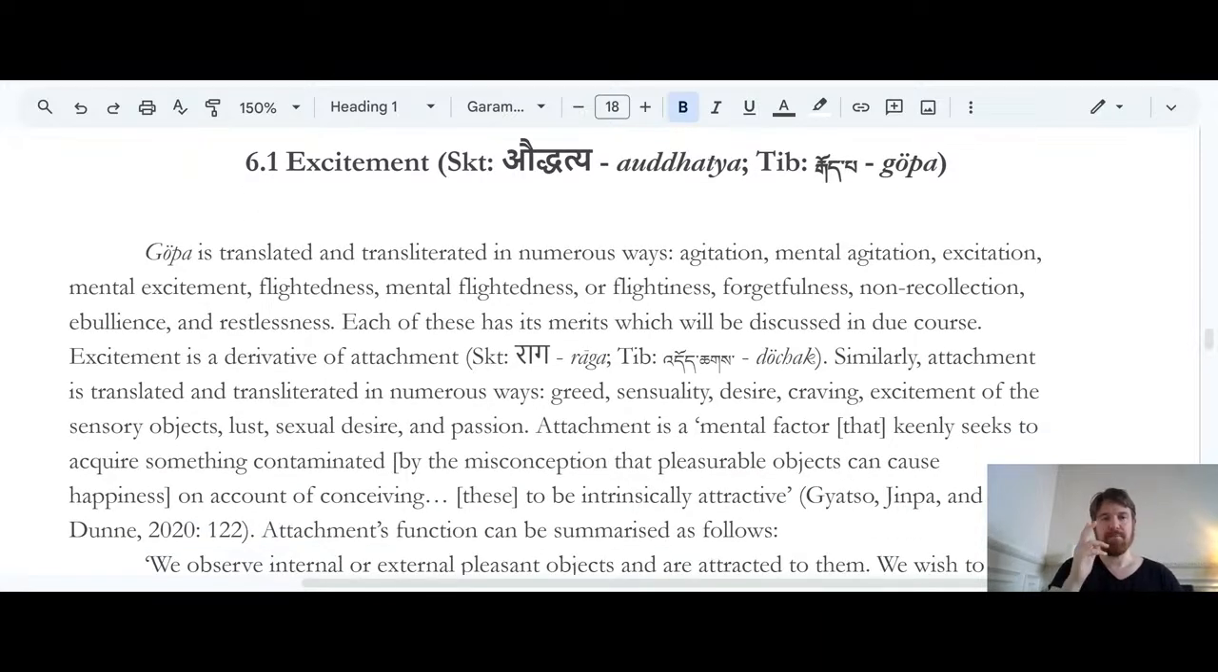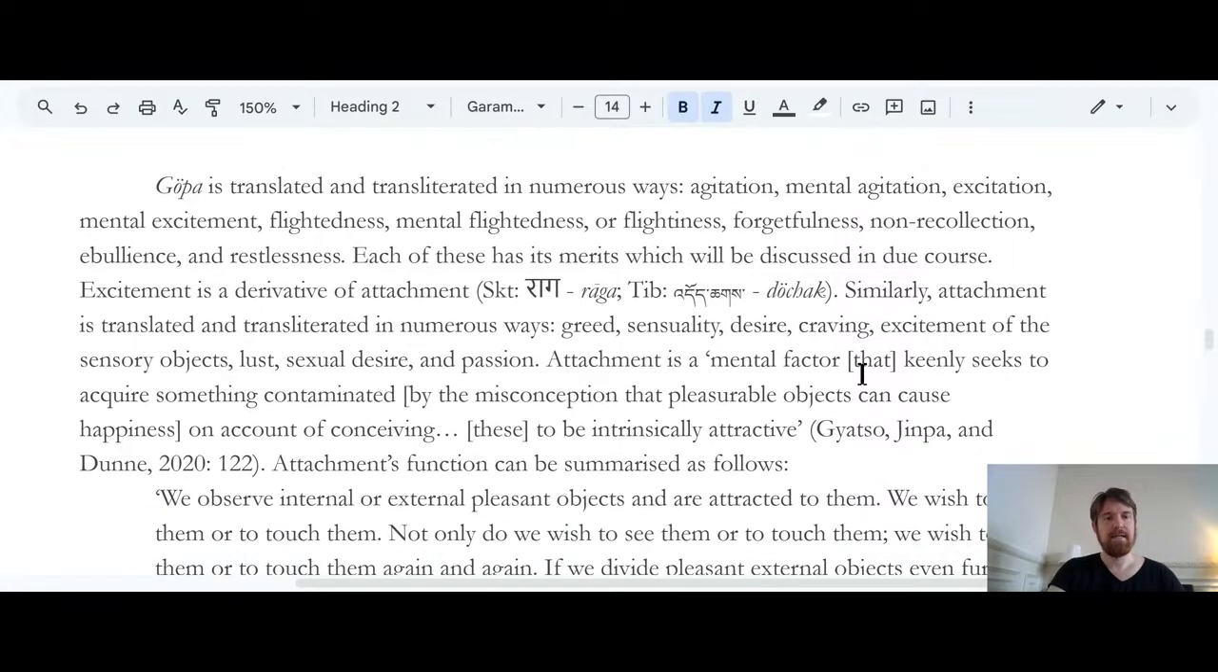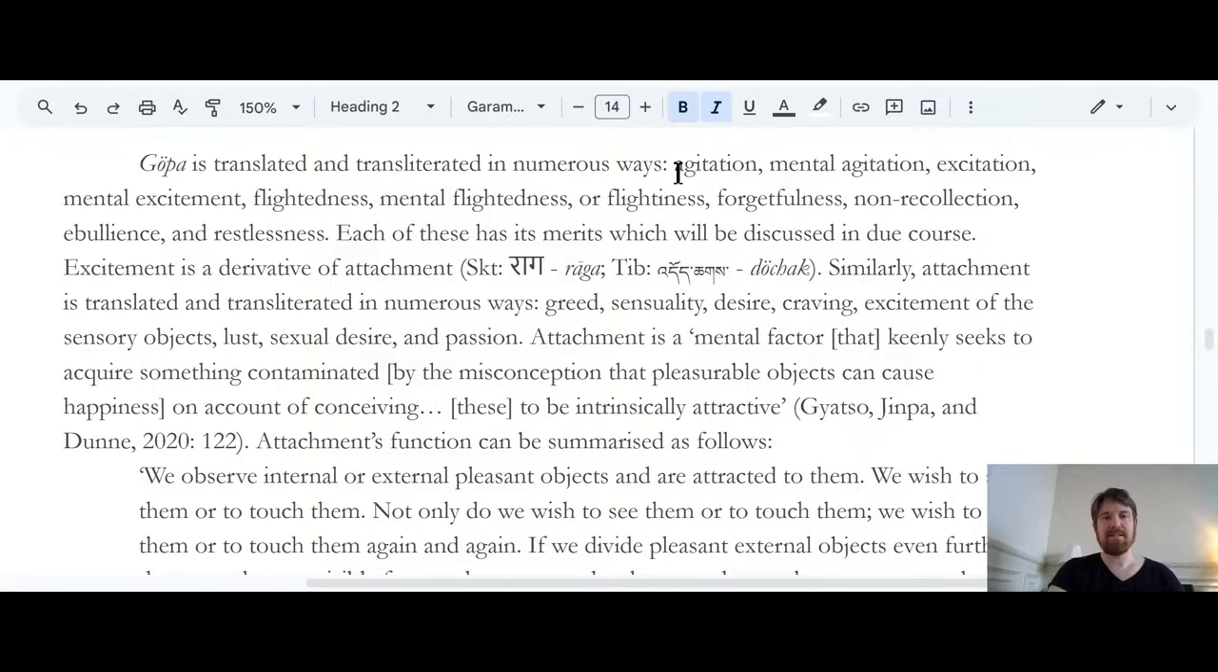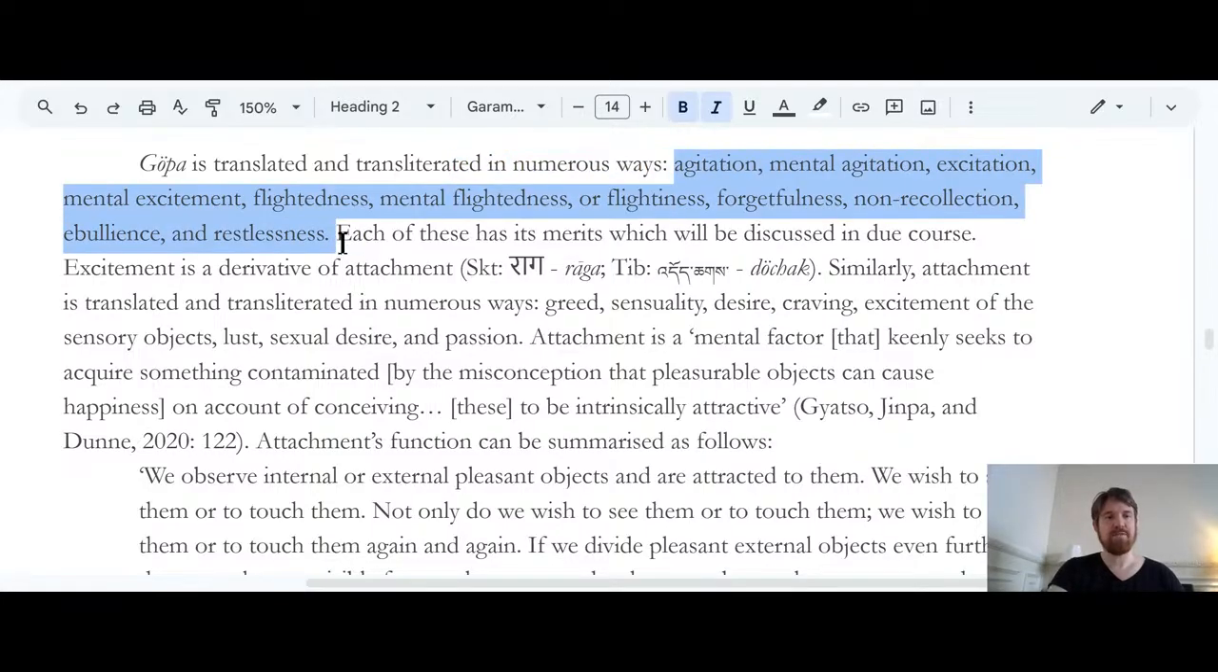So the two main problems that you have in meditation are what's called excitement, in Tibetan gupa. And this word can be translated in so many different ways, and each of them are actually quite useful.